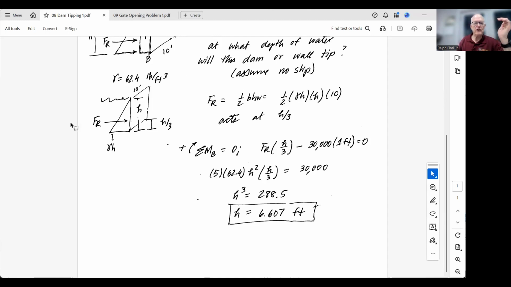Sometimes the moment of the FR about that corner is called an overturning moment. And I think you had a homework problem like that. So the overturning moment of FR is FR times its location, about the point of interest.